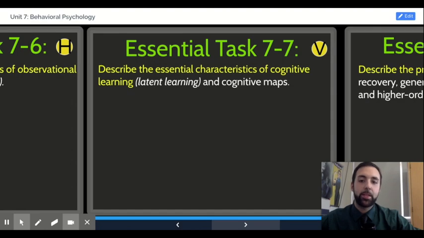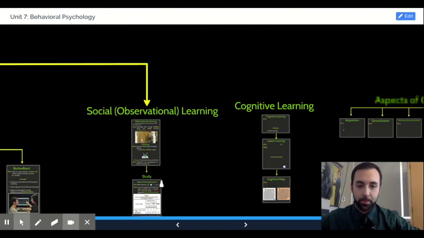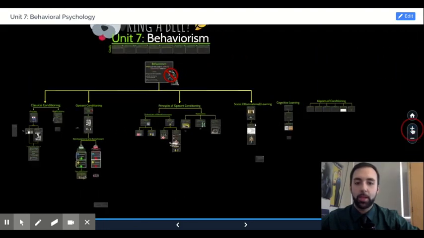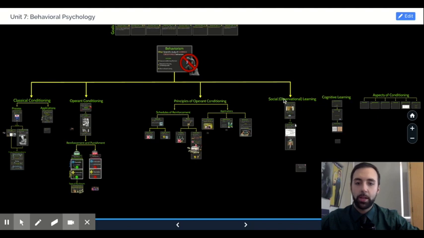In Essential Task 7.7, we are going to describe the essential characteristics of what is called cognitive learning. Now, this is a little bit unique. When I look at the entirety of this unit, everything under behavioral psychology is in this overarching category here. So classical conditioning, that flowchart, the reward punishment system of operant conditioning here, and then finally, all the way to the right, the essential task that we most recently did, the observational learning essential task. Isolated outside of the category of behavioral psychology is what's called cognitive learning.